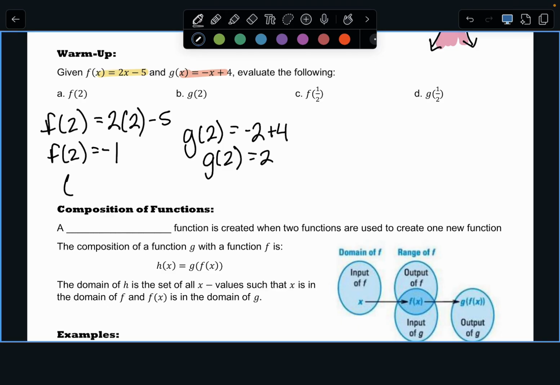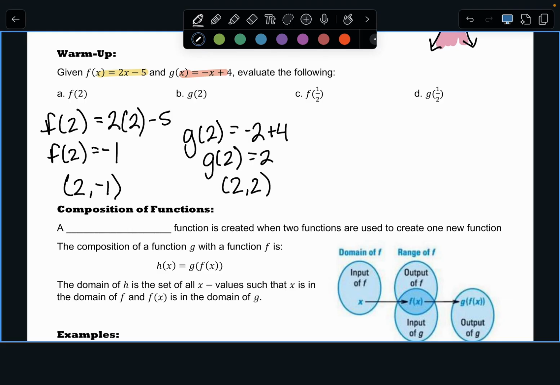And if we remember, evaluating a function at a certain number also gives us ordered pairs. So from this first one, we plug in 2. That's our input. We get back out negative 1. So (2, negative 1) would be an ordered pair. Or for this second one, (2, 2) could be an ordered pair.